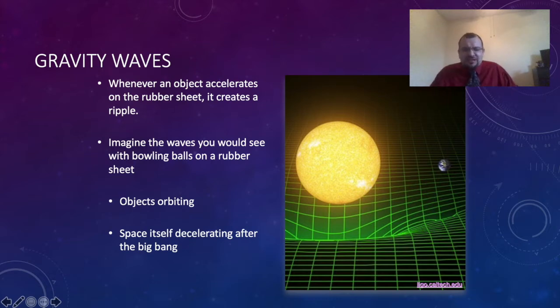So objects orbiting makes ripples in the rubber sheet. Objects exploding could make gravity waves, think supernovas. And then the biggest explosion there was the Big Bang, and that would also then make gravitational waves.